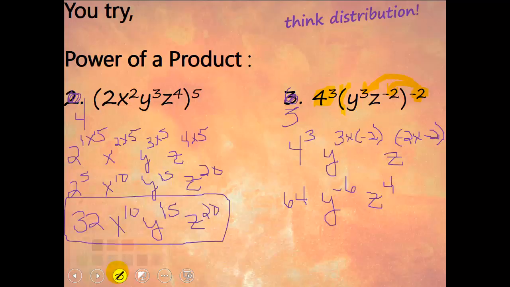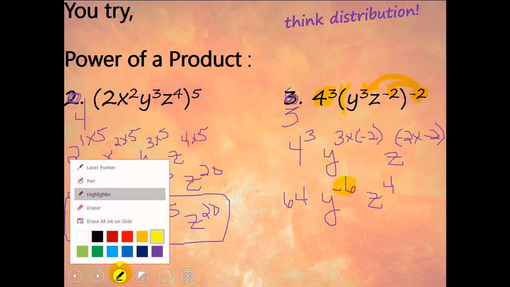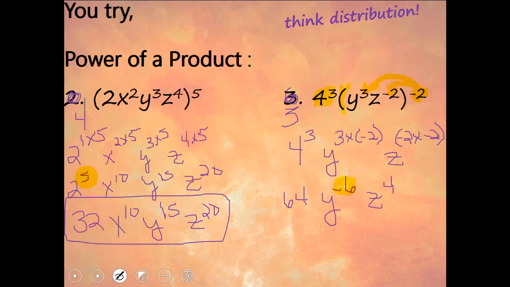So remember that whenever we have a negative exponent, we aren't done. We have to move that factor down into the other level. So this is going to be 64 stays on top. z to the 4th stays on top because it already has a positive exponent, over y to the 6th.